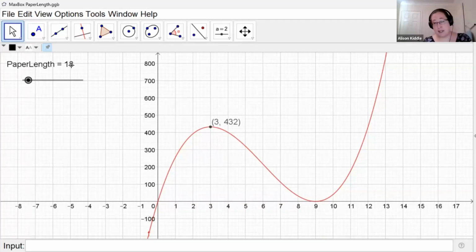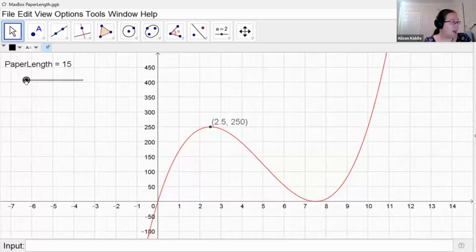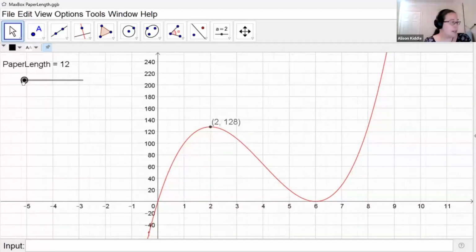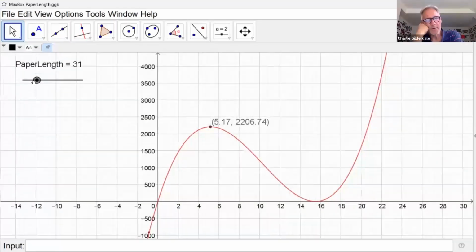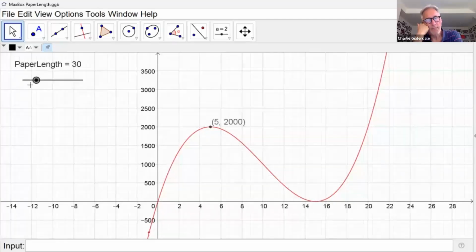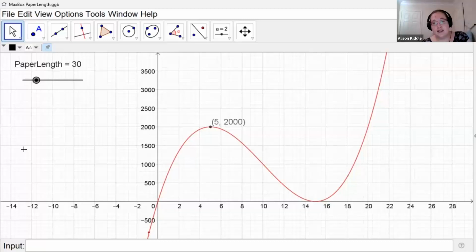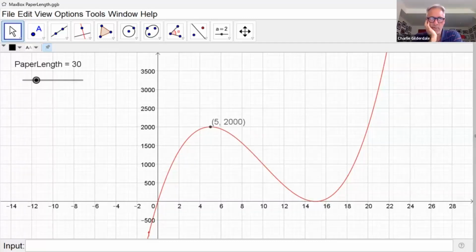But yes, if I set the paper length to 18 instead, it looks like my maximum point is at exactly 3 rather than, what was it we got before, 3 1/3. So your conjecture, Charlie, is that if I go to any multiple of 6, I'm going to get a whole number. Yes. So if the paper length is 30, I think it's going to be 5. There we are.